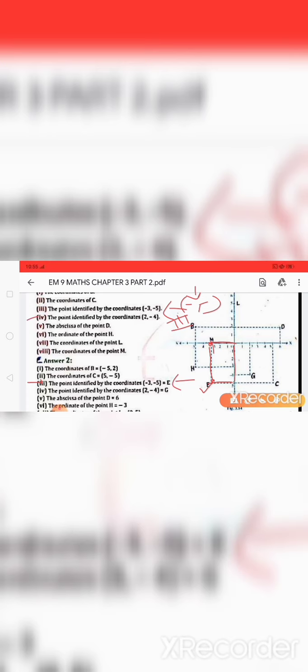Next, question number 4. The point identified by the coordinate (2, -4). (2, -4) means the x coordinate is positive and the y coordinate is negative, so it lies in the fourth quadrant. So we find this point in our fourth quadrant.